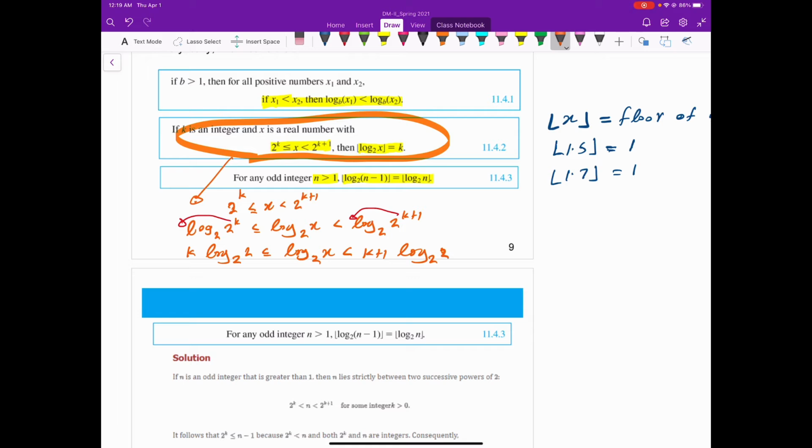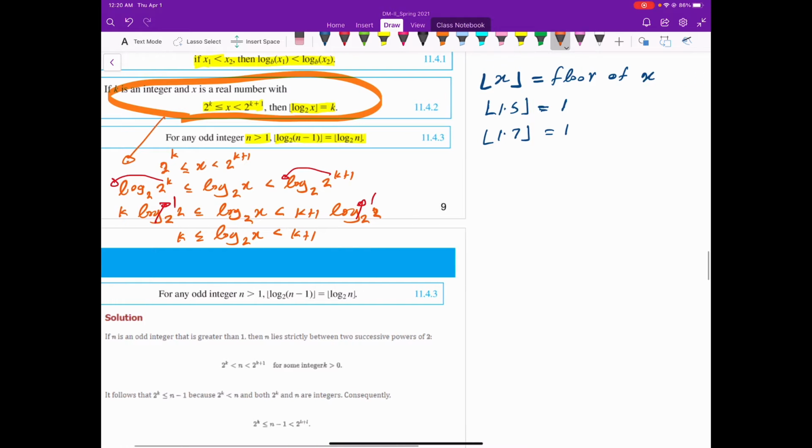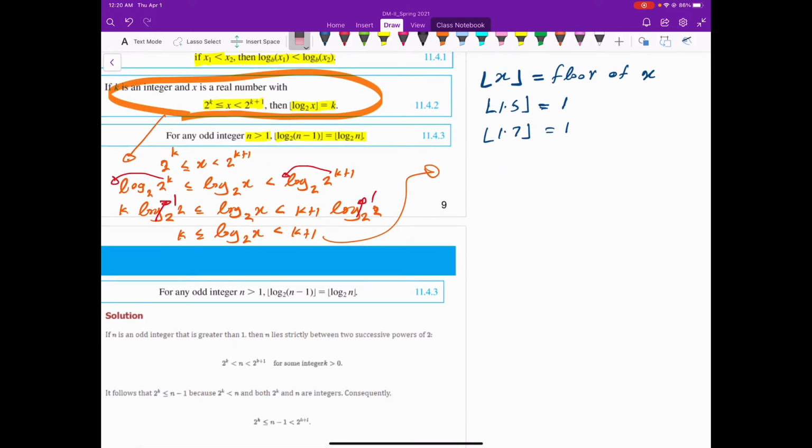Alright, this is 1 and that is 1. So you write this again as k log that k plus 1. Alright, so what is the meaning of this? Let me take this over there. Here you have k smaller than or equal to, and then log of that less than k plus 1.